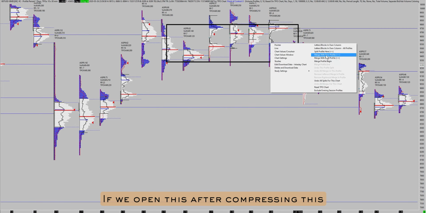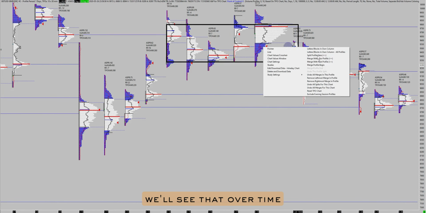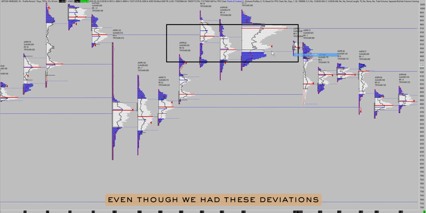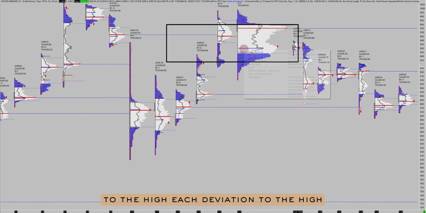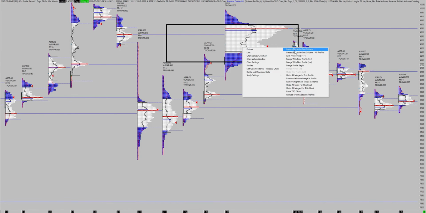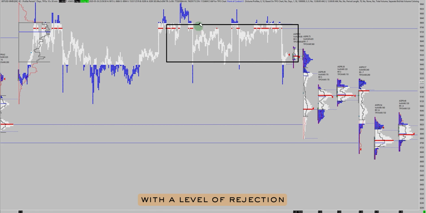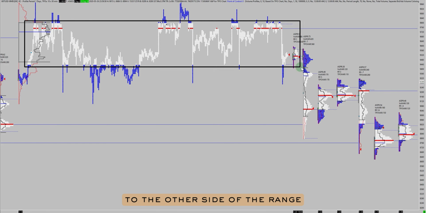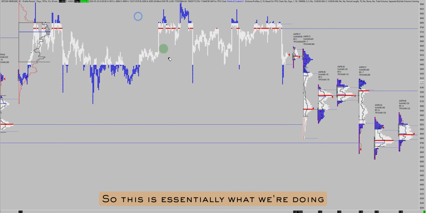And now if we open this, okay, well, that didn't work. If we open this after compressing this, we'll see that over time, even though we had these deviations to the high, each deviation to the high was ultimately met with a level of rejection that had us returning back to the other side of the range. So this is essentially what we're doing. We're looking to describe the environment that we're in.